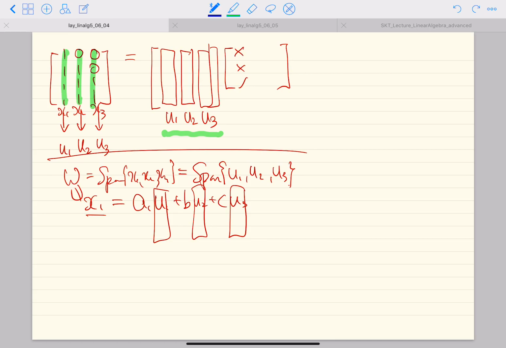Now let's find out the sizes. The matrix with u1, u2, u3 is 4 by 3, and this other matrix is also 4 by 3. This matrix is called Q, and this one is R in the case of QR decomposition. What's the size of R? 3 by 3, right?